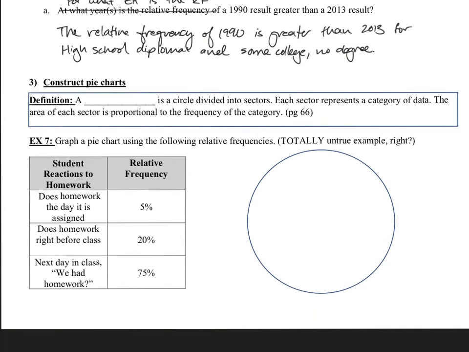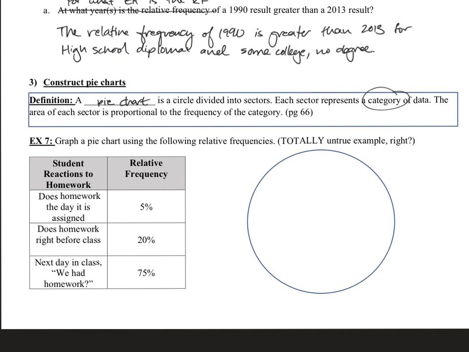Alright, by definition, a pie chart is a circle divided into sectors. Each sector represents a category of the data. The area of each sector is proportional to the relative frequency of the category. Sometimes you may only be given the frequency, and to graph it, you'll need to calculate the relative frequency.